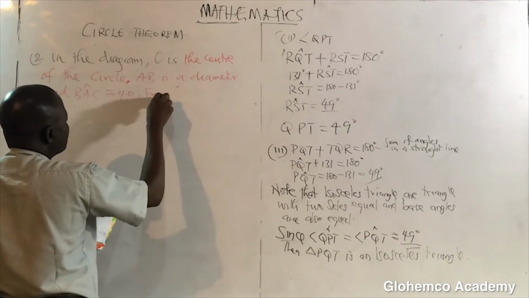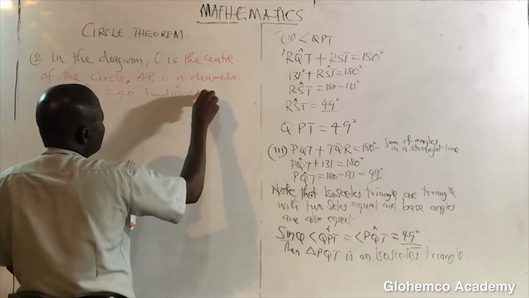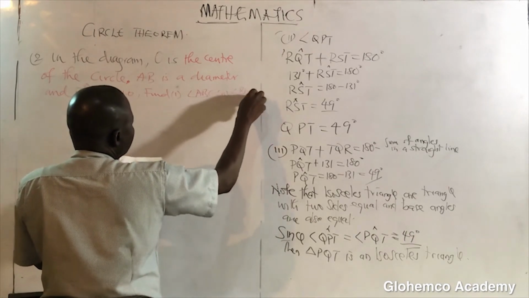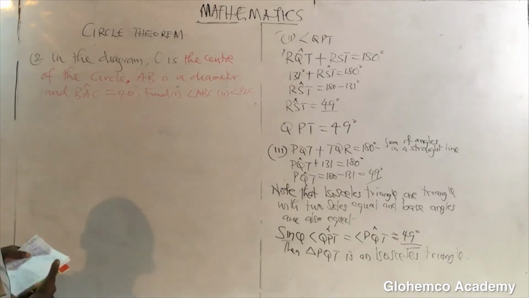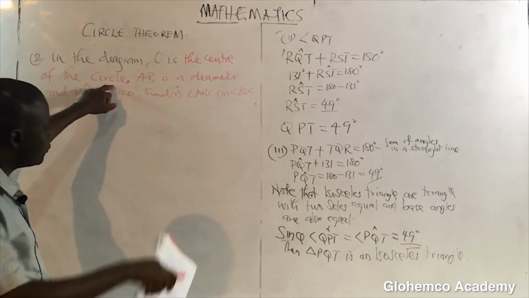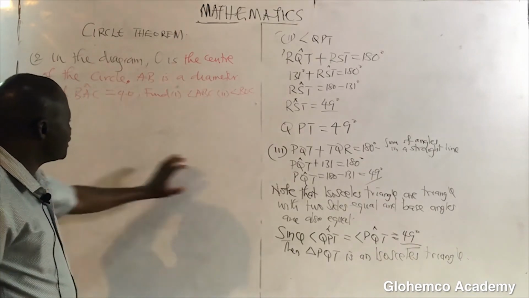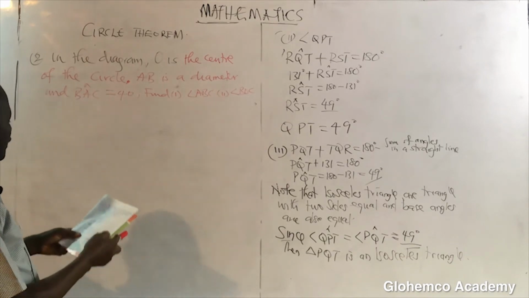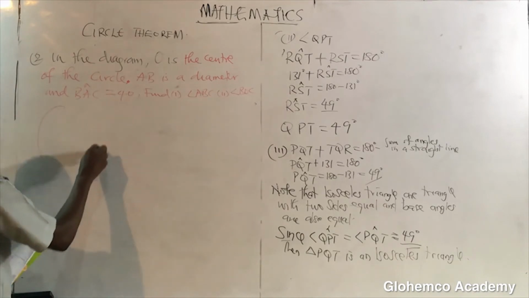Find angle ABC. Find angle BOC. In the diagram, O is the center of the circle, AB is a diameter, and BAC is 40 degrees. Find it. So this is the diagram given to us in the question.